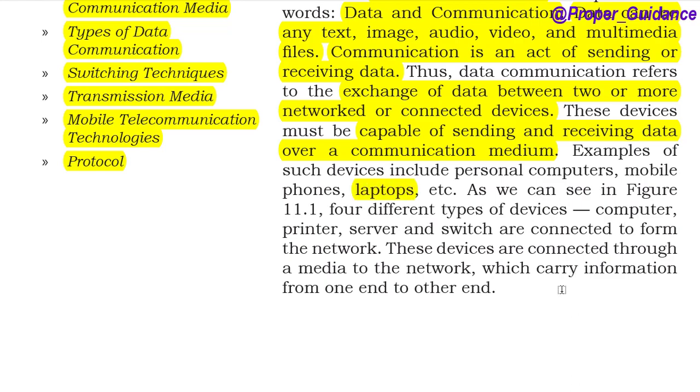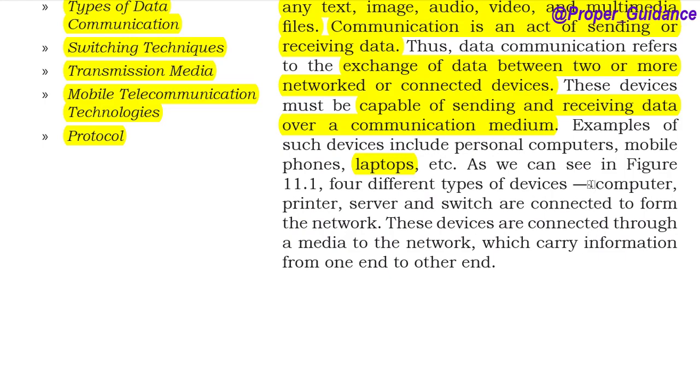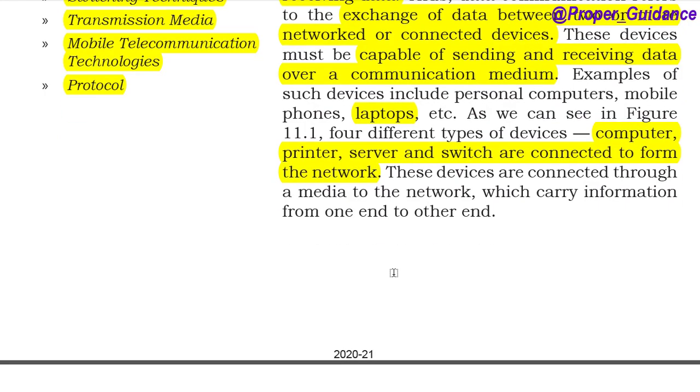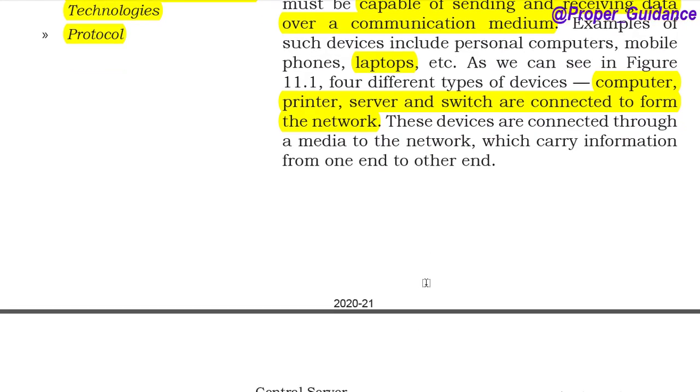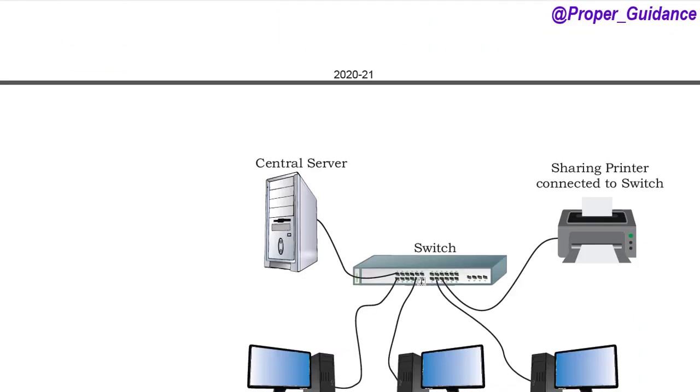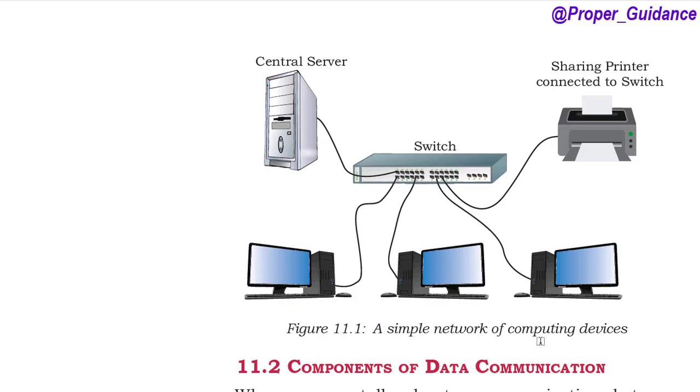As we can see in figure 11.1, four different types of devices, computer, printer, server and switch, are connected to form a network. These devices are connected through a medium to the network, which carries information from one end to the other end. Here is the picture, a simple network of computing devices. There is a switch, a central server, a shared printer and 2-3 computers, and you may call each of these a node also.